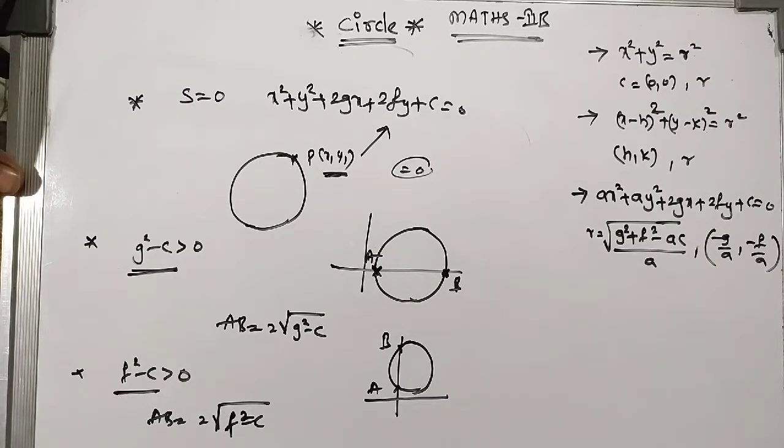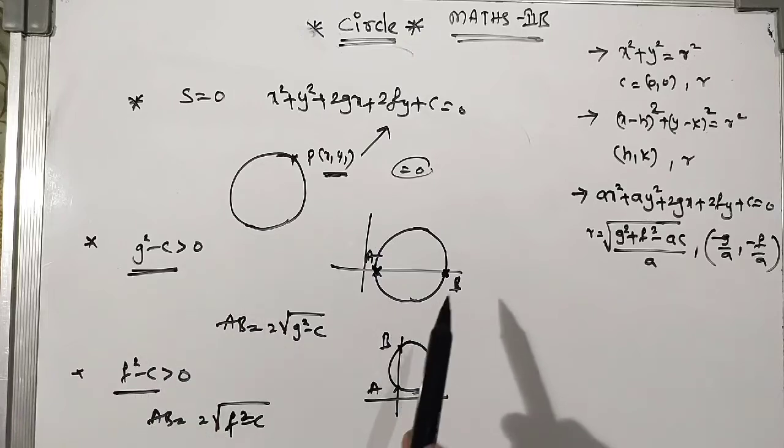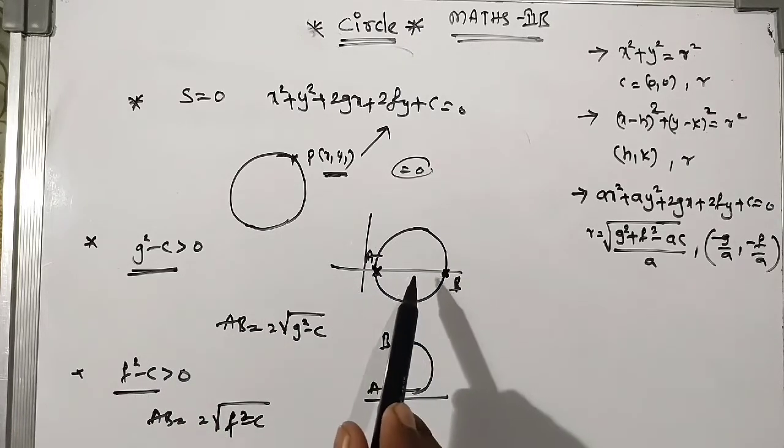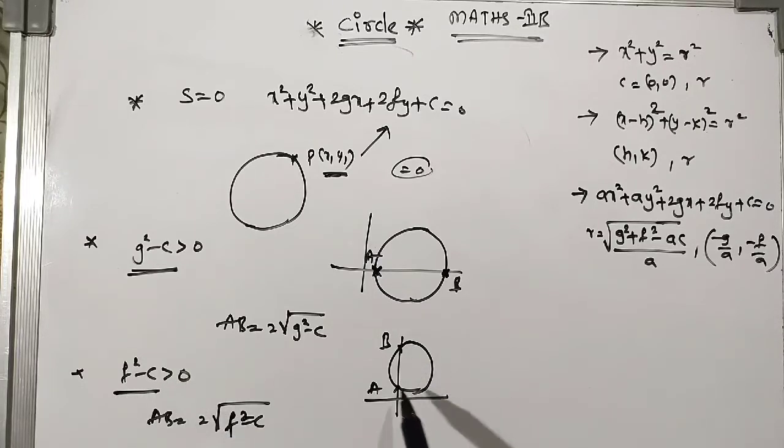Actually the proof is in the textbook, but we need not explain it. We just have to keep these two points in mind. When g square minus c is greater than 0, the circle forms an x-intercept on the x-axis, and its length is 2 into root of g square minus c. In the same way, when f square minus c is greater than 0, it forms a y-intercept on the y-axis, with length 2 into root of f square minus c. So we can use this formula to solve some problems in the exercise.